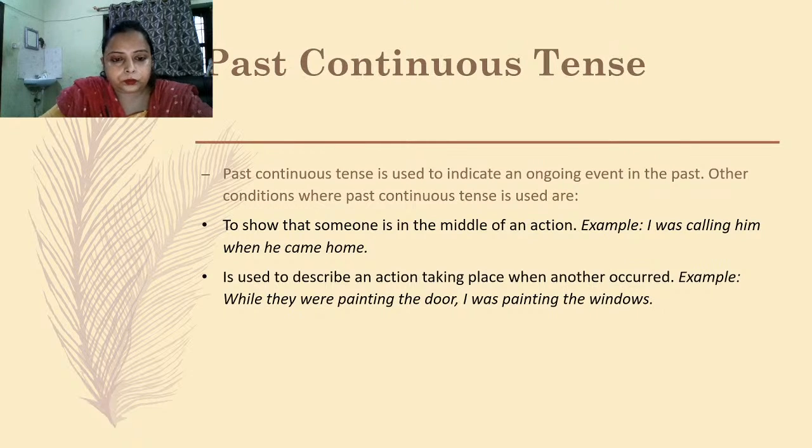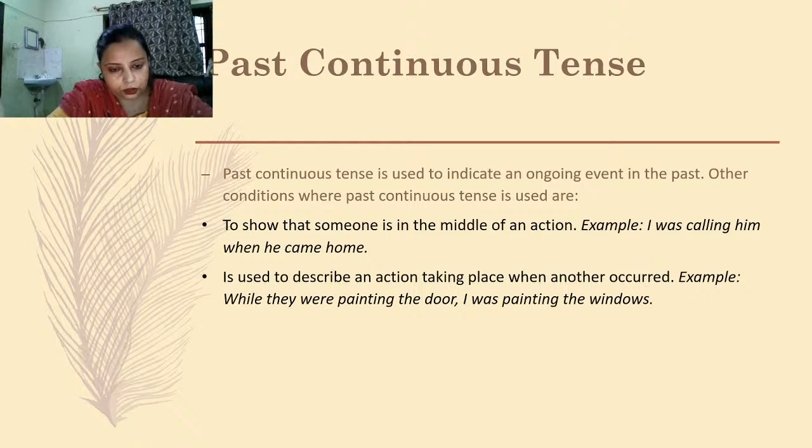Now here, past continuous tense is used to describe an action taking place when another occurred. Like something I am doing, and at the same moment some other action occurred.